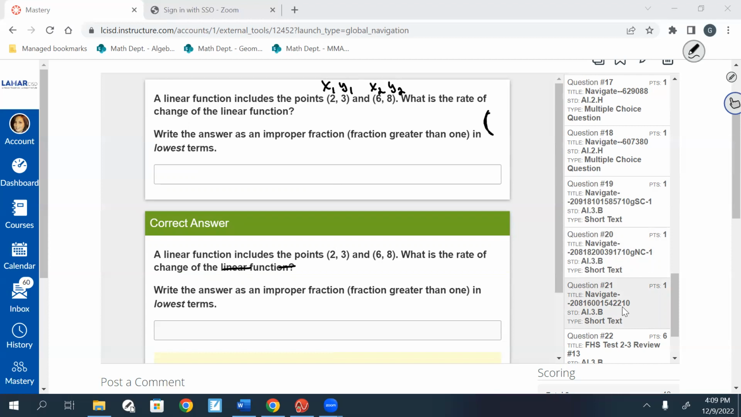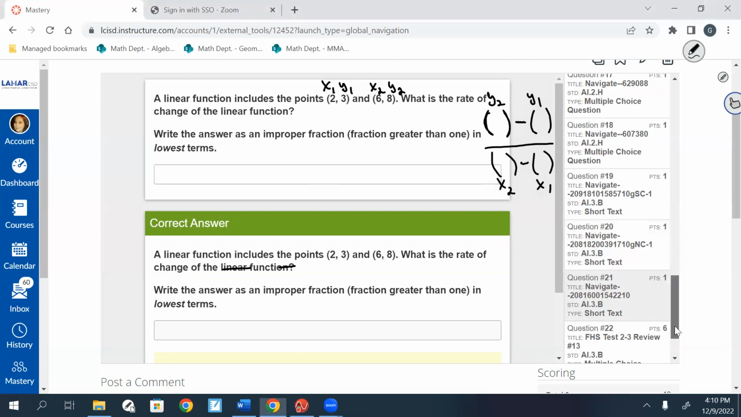Okay, now this one doesn't have negatives, but if you've been struggling with the negatives of it, you could go ahead and put everything in parentheses, like this. So now you just go plug in Y2 and Y1, X2, and X1. So if you've been kind of getting your slopes incorrect sometimes, I would recommend putting the numbers that you're trying to subtract in parentheses. And just go plug in from there.